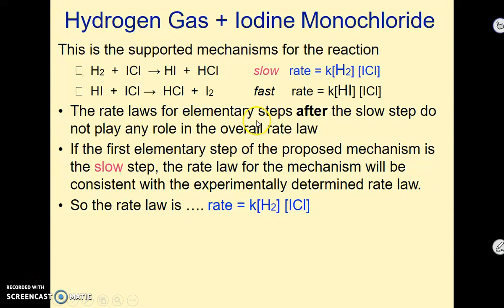And as I just said, if the slow reaction occurs first, it determines the rate law. Okay? So in this mechanism, the slow step occurs first, and the rate law is consistent with the stoichiometry in the slow step. We see that the rate law is equal to K times the concentration of H2 times the concentration of ICl, which is in the first step. So when the slow step occurs first in a mechanism, the rate law is consistent with the stoichiometry of the slow step.